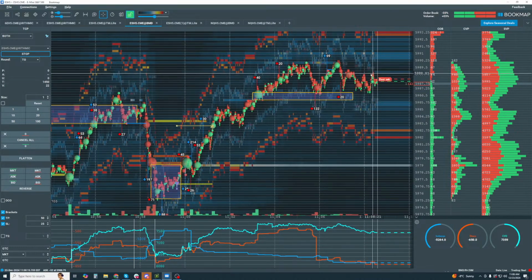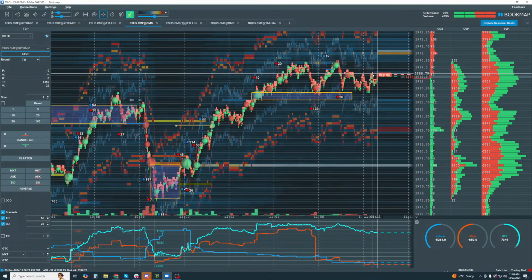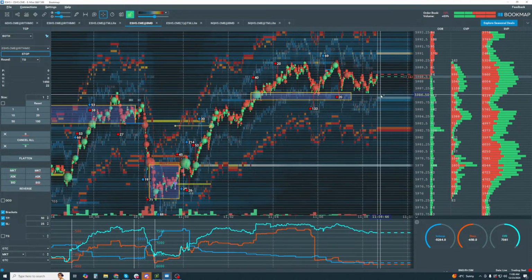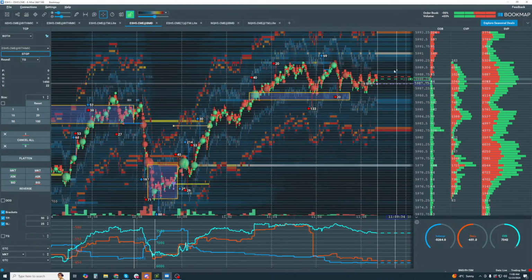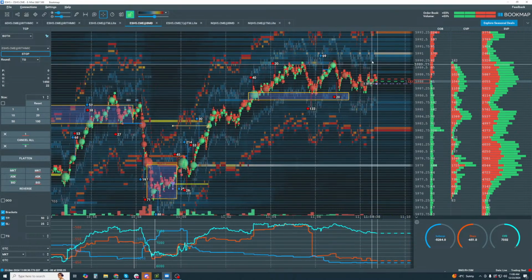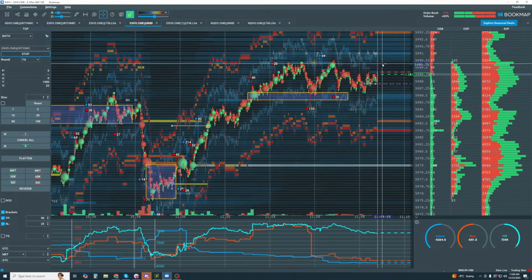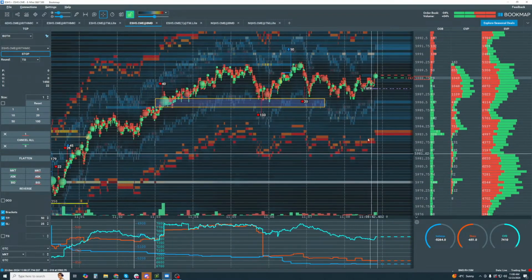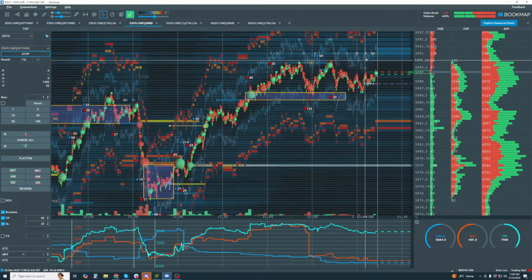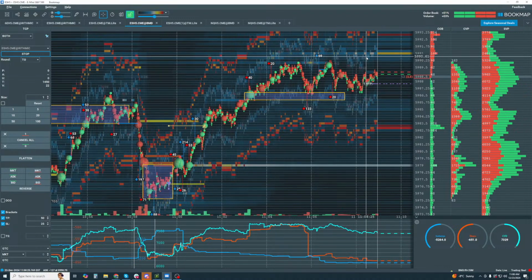But look at the buyers up in here again. No one's interested in buying up here, and that's where I'll be a seller. No one's interested in buying? Well then I'll be a seller. Trade back down into the range. This will be more of an outside-in trade.